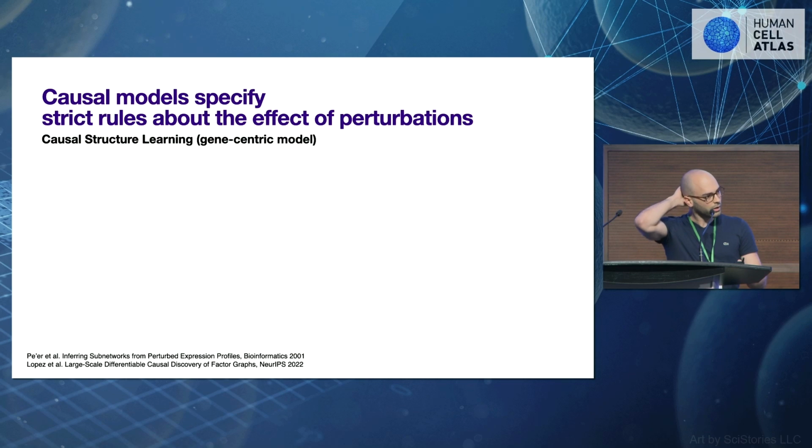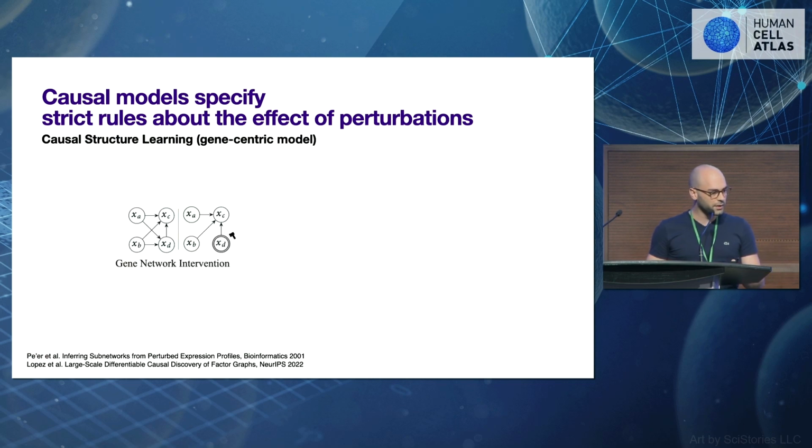So now how do we go from this previous type of model I showed to what I call a causal model? Causal models must specify strict rules about what the perturbations do, and that's, to me, the only difference between a non-causal and a causal model. So what are examples of this type of models? For example, one of them is causal structural learning. I'm going to talk about this as a gene-centric model. Basically, we think about genes as regulating each other, and we have those Bayesian networks that specify how expression of genes depends on expression of parent genes.